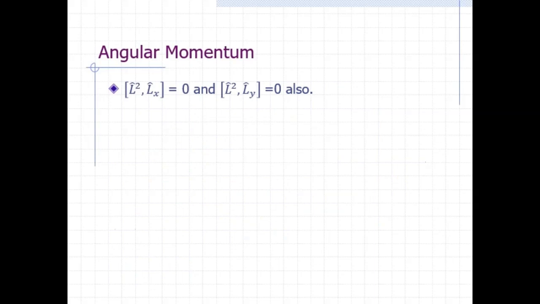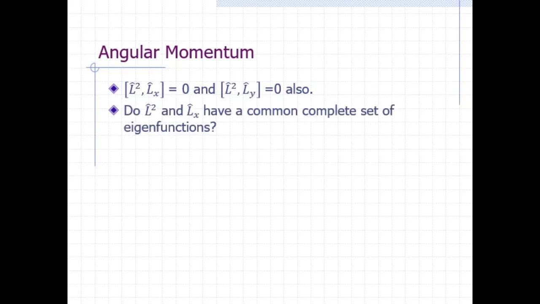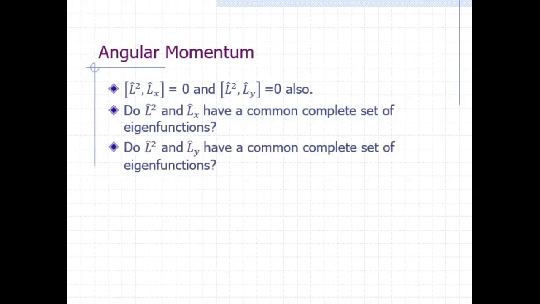It can be shown that the L squared operator also commutes with the Lx and Ly operators. Lx and Ly are the x and y components of the angular momentum. Does this mean that the L squared and Lx operators also have a common complete set of eigenfunctions? How about the L squared and Ly operators? The answer to both questions is yes. When two operators commute, they have a common complete set of eigenfunctions. However, it's a different set for L squared and Lx, not the spherical harmonics. It's also a different set for L squared and Ly, again not the spherical harmonics.